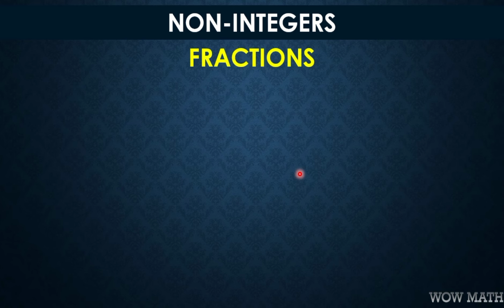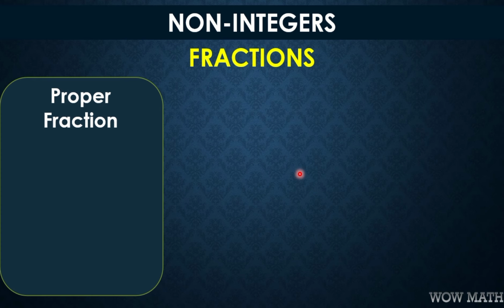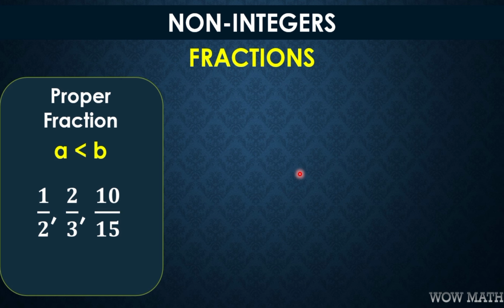Next, we have fractions. So, for fractions, we have proper fraction. Proper fraction is a fraction where your A is less than B. So, di ba ang A natin is our numerator and B is our denominator kapag rational numbers. So, A is less than B. So, if your A is less than the value of B, then that is a proper fraction. That's why this is also considered as a rational number.